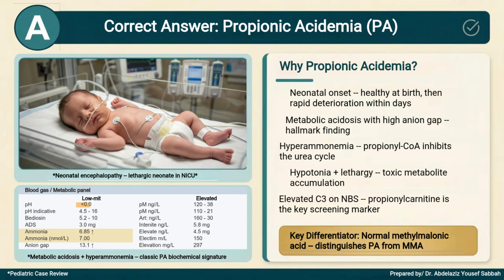Neonatal sepsis can mimic this presentation but does not cause an elevated anion gap metabolic acidosis with hyperammonemia. Urea cycle disorders cause isolated hyperammonemia without acidosis. Hypoxic ischemic encephalopathy presents at birth, not after a symptom-free interval.